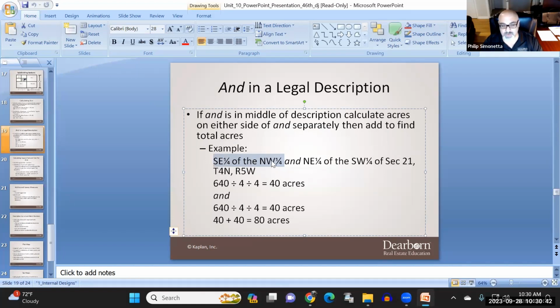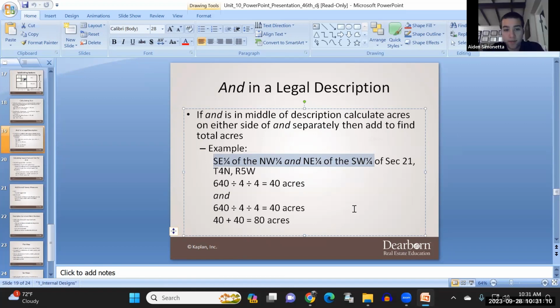So it's asking you, figure it out. This math problem tells you this is 40 acres, and they're asking you, how big is this one? Same thing, that's 40 acres. So they're asking you to say, okay, this and this is how many acres? When you add it up, it's 80. So this section and this section is 80 acres of section 21, T4N R5W. There are two blocks inside of section 21, and you're trying to figure out the size of those blocks within section 21.